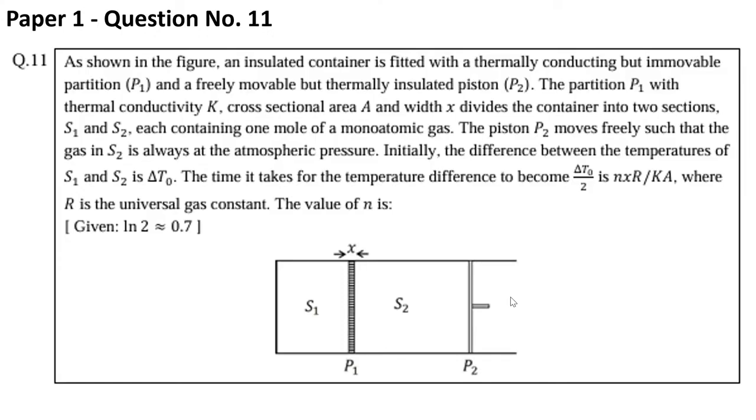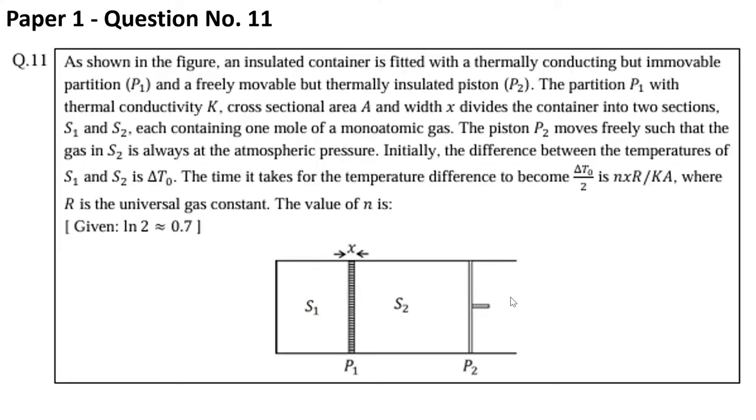It says the initial difference in temperatures between S1 and S2 is delta T naught. The time it takes for the temperature difference to drop to delta T naught by 2 is given as some N x R by K A, and we are supposed to solve for N.